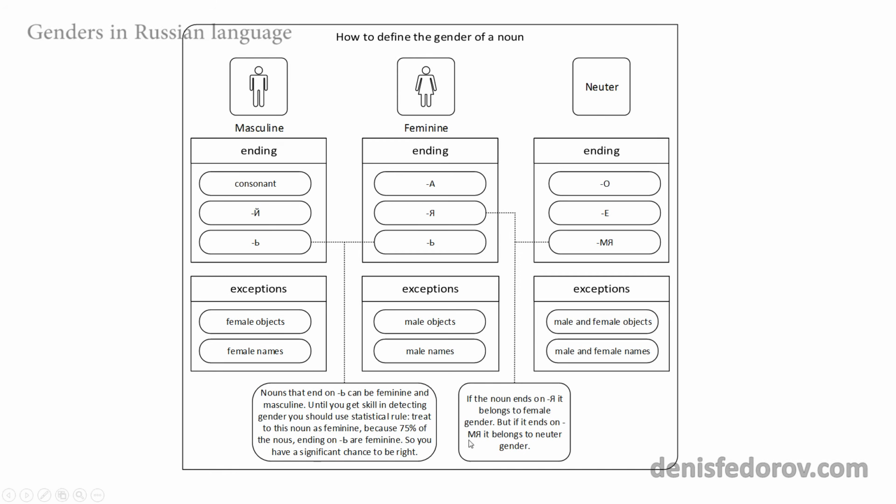The second specification says, if the noun ends on ya, it belongs to female gender, but if it ends on mya, it belongs to neuter gender. So if you see the word ending on ya, it belongs to feminine gender, but if there is a letter m before ya, it belongs to neuter gender. It is rather rare situation, and the most common word for it is время, time.